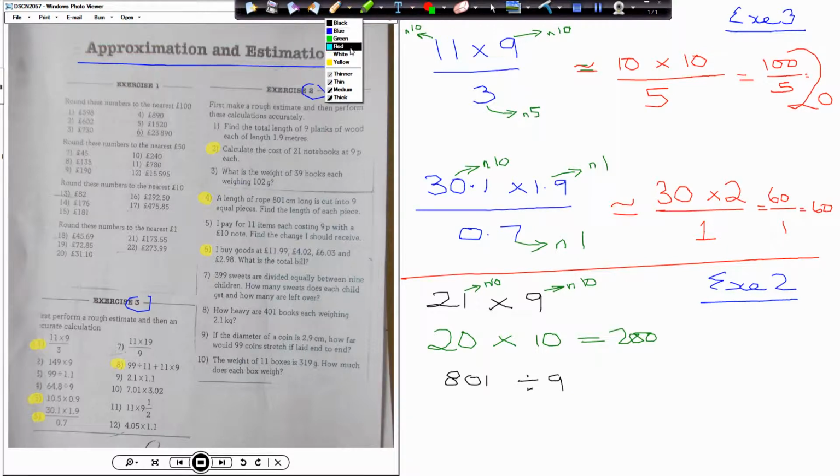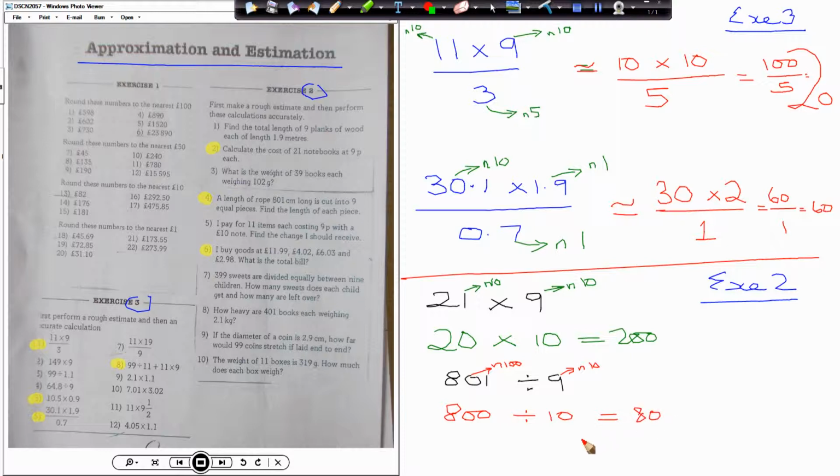We need to now round 801 to what? To the nearest 100. And round up the number 9 to the nearest 10. So we're deciding now what we're doing. So 801 becomes, to the nearest 100, what does it become? 800. Nice. What do we call these numbers? Chunky numbers. Nice, easy numbers to deal with. And the 9 becomes 10. And 800 divided by 10 is easy. What is it? 80.